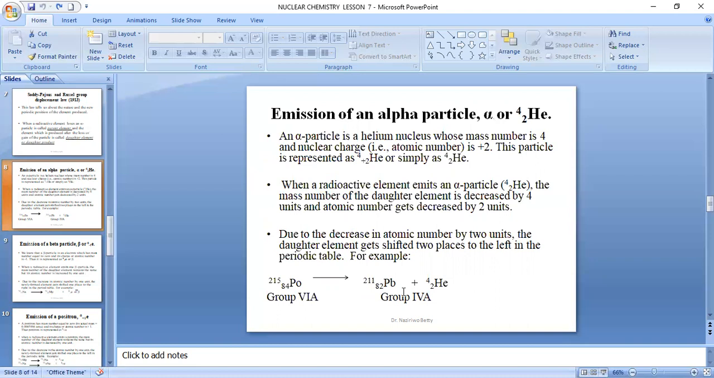An alpha particle is the helium nucleus whose atomic mass is 4 and the atomic number is 2. When a radioactive element emits an alpha particle, the mass number of the daughter element is decreased by 4, and the atomic number gets decreased by 2 units. Due to the decrease in the atomic number by 2 units, the daughter element shifts 2 places to the left in the periodic table, as in the given example.